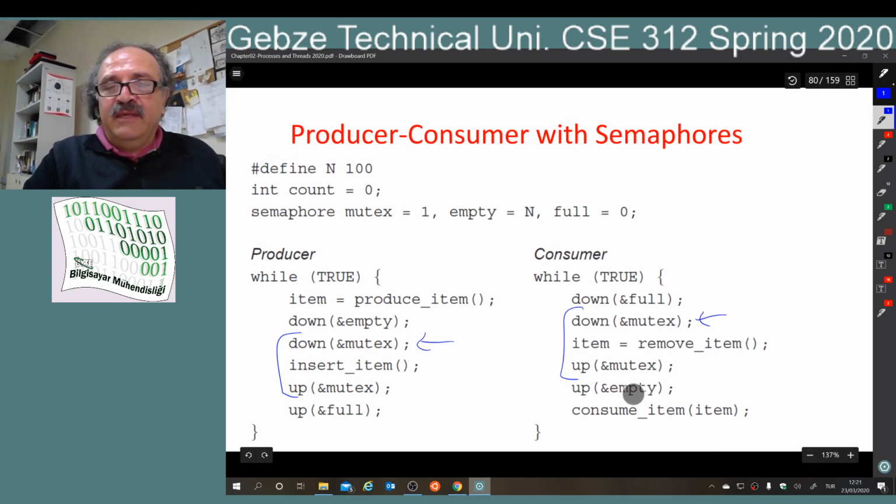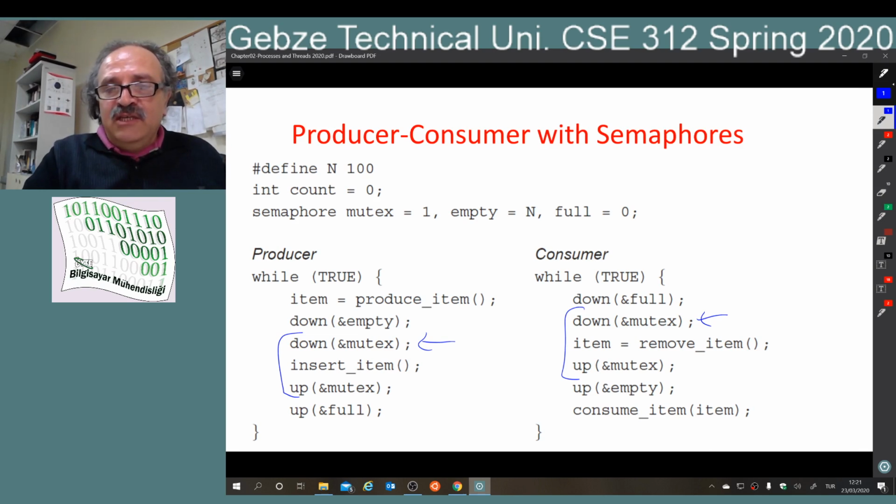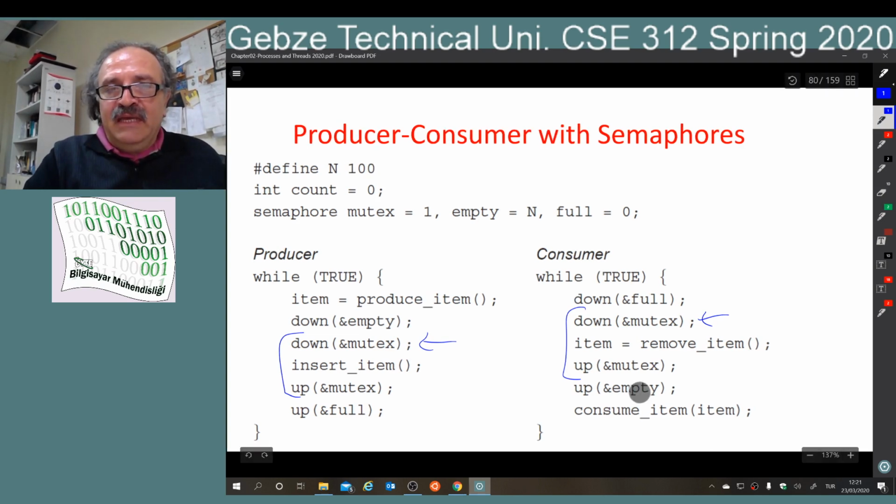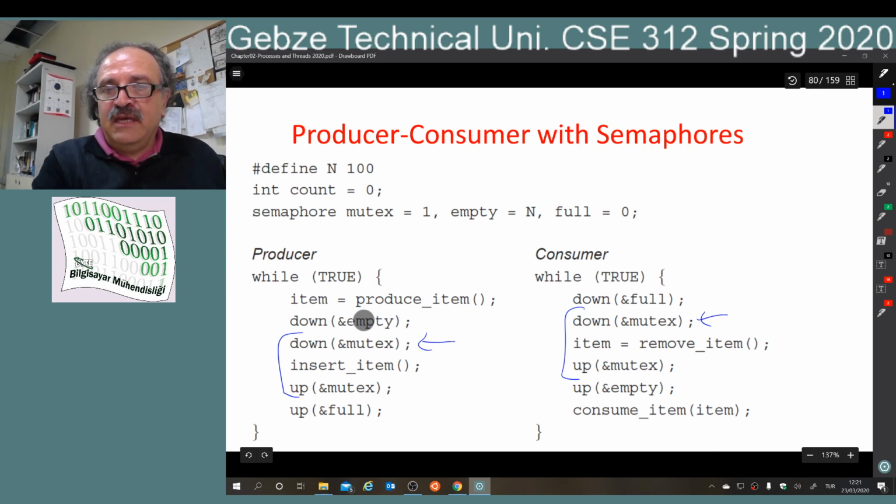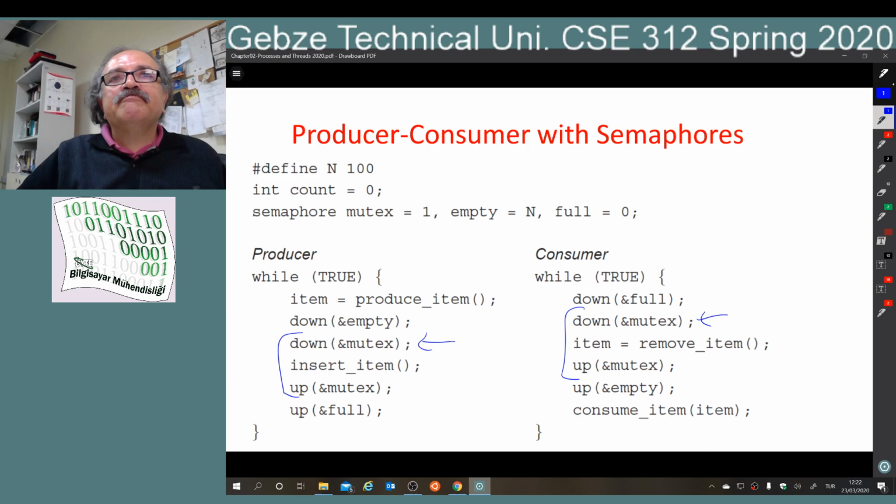If empty was 0 before, that means somebody is waiting on it. So it ups empty. Good. So this is the whole solution.